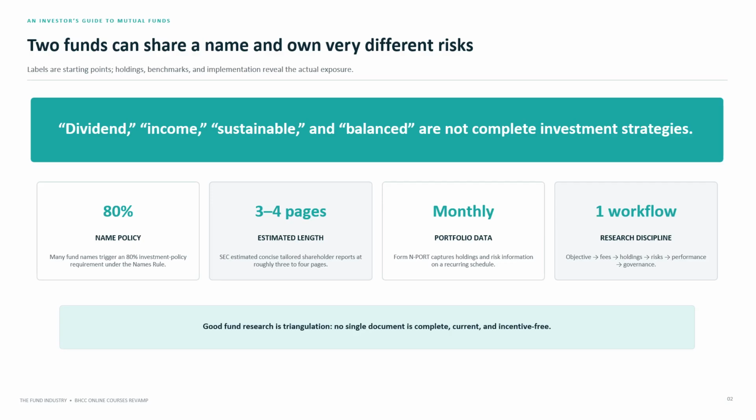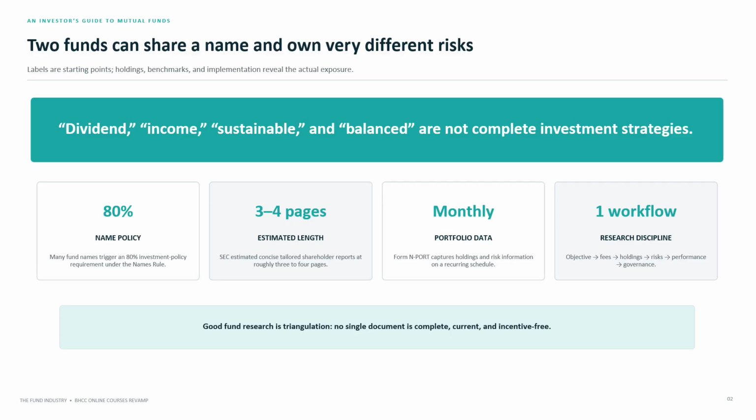2 funds can use the same friendly adjective and still own very different risks. An income fund might emphasize dividend growth, high-yield bonds, covered calls, or a concentrated group of utilities and banks. A sustainable fund may use exclusions, engagement, best-in-class scoring, or some combination of the 3. The names rule can require an 80% investment policy, but the name is still a name tag, not an X-ray.